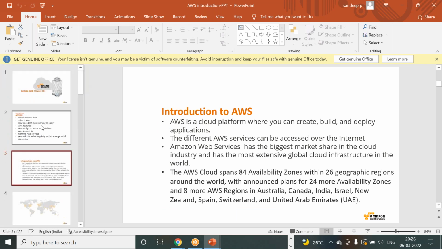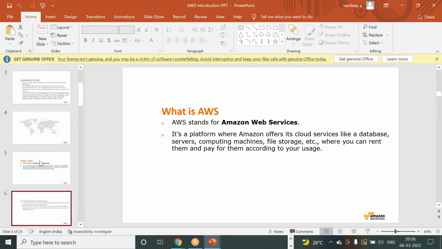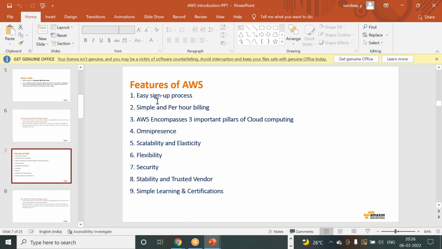You said cost cutting, no upfront investments? Yes, cost cutting. For your understanding I'm saying cost cutting, but speak with recruiters in a professional way. Instead of telling them cost cutting, tell them no upfront investment. These are the list of features.